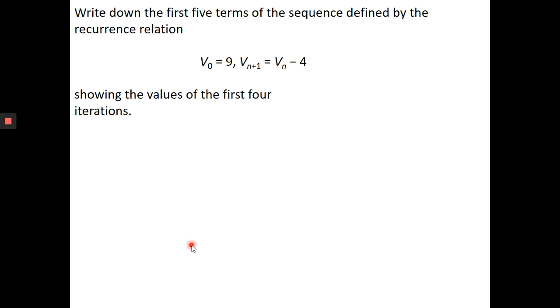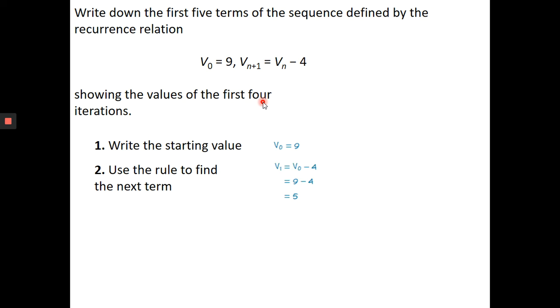Write down the first 5 terms of the sequence defined by the recurrence relation V0 equals 9, Vn plus 1 equals Vn minus 4. So what does this mean? It means the starting value is 9 and we take away 4 each time. So there's nothing tricky there. It's just the way that you need to learn how this is written. Starting value 9, take away 4 each time. Showing the value of the first 4 iterations just means we do this 4 times.